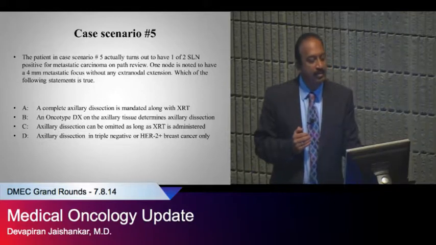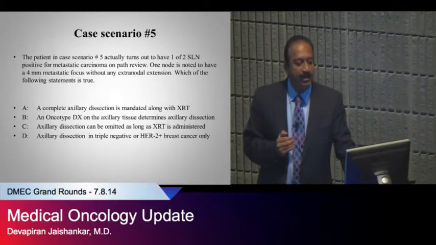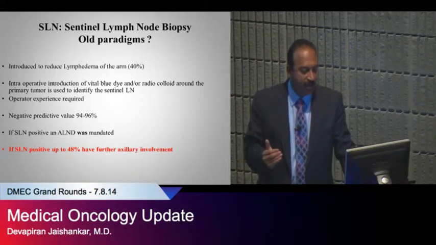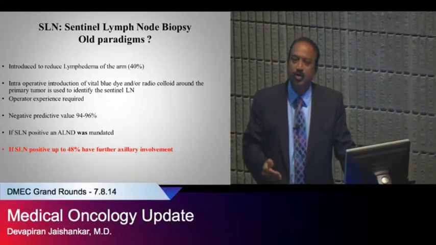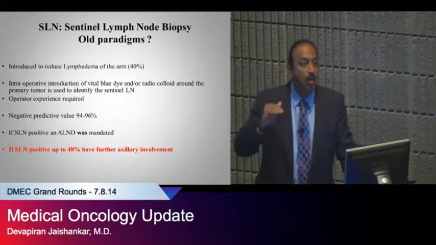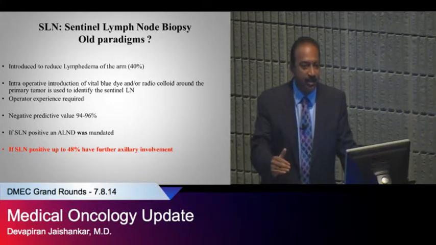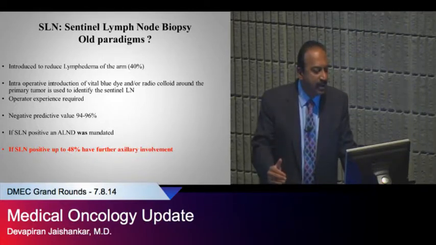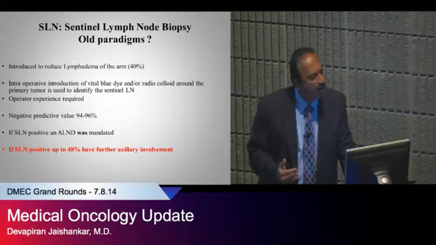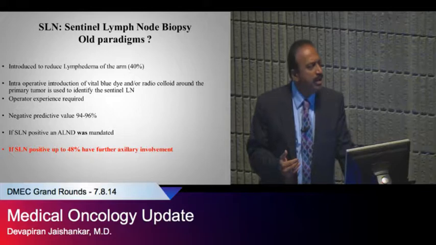But today, we have some data. So before we get to that data, here are some old paradigms about the central lymph node. It was introduced to decrease lymphedema. The negative predictive value of a central node is 94 to 96%. If the SLN is positive, not too long ago, we felt an ALND, or an axillary lymph node dissection, was mandated, and that changed. Okay? Why was it mandated? Because the chances of having further axillary involvement is 48 to 50% once your SLN is positive. So how can we now turn the clock back and say, no, you don't need an ALND?